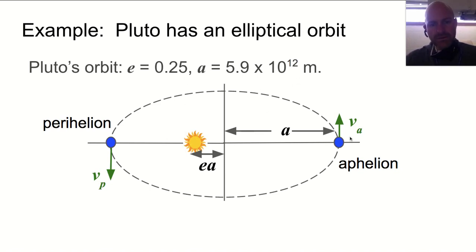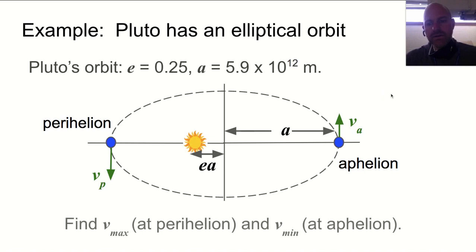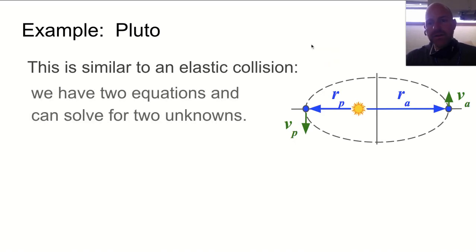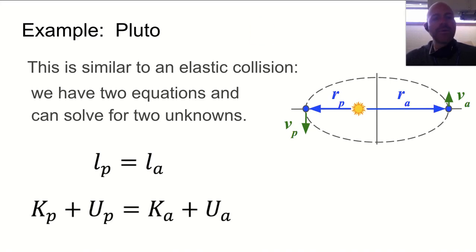The semi-major axis A is given. What is V max and V min? Well, the way to approach this would be to think of it as an elastic collision. We have 2 equations that we can solve for 2 unknowns. We know the angular momentum is conserved, and we know that the mechanical energy is conserved.